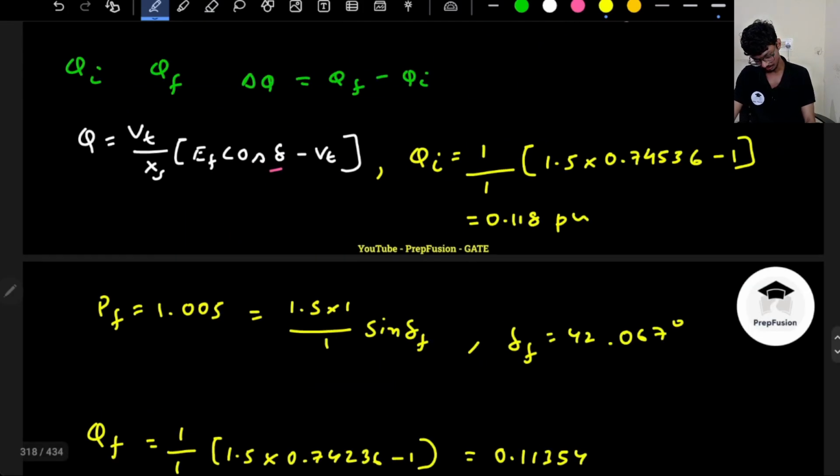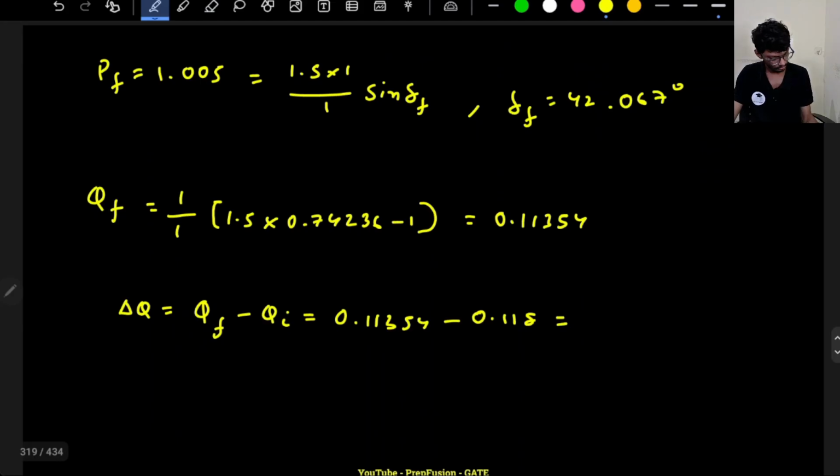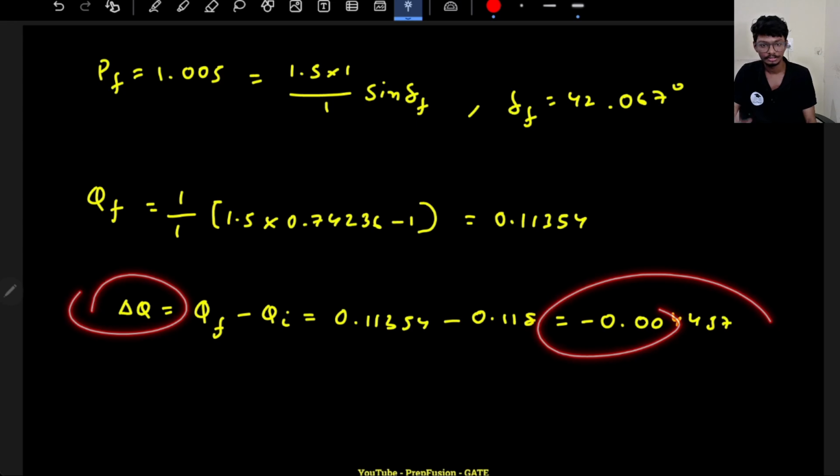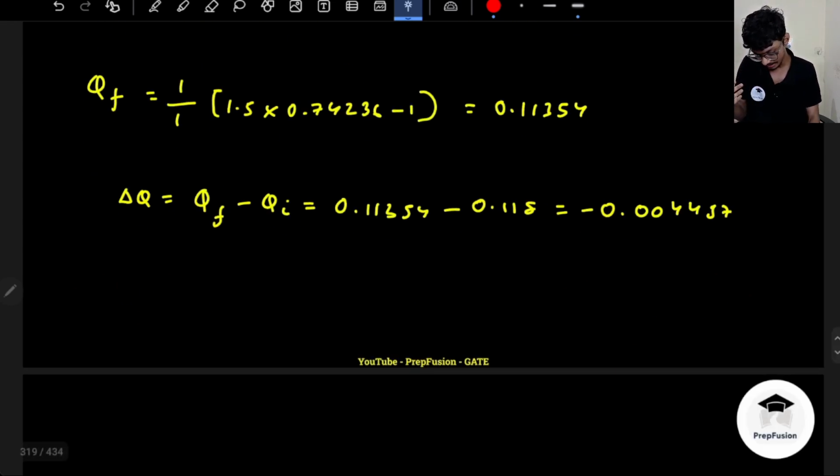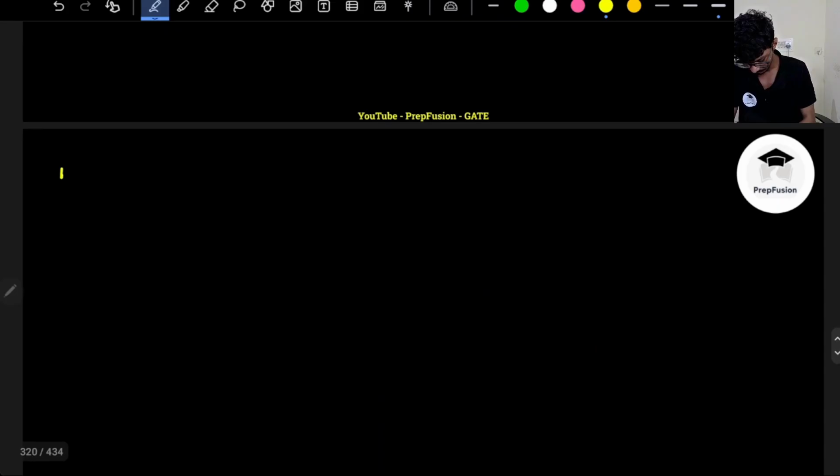0.118. Previously we calculated, right? 0.118. So subtracted by 0.118, this will be minus 0.00457. So this is the change in delta Q, the change in reactive power. Now can I do it with some other method?